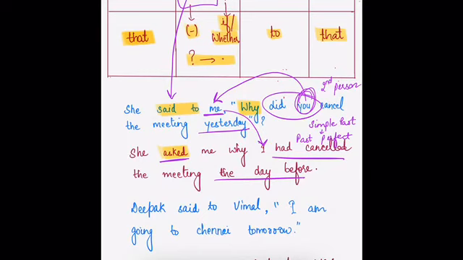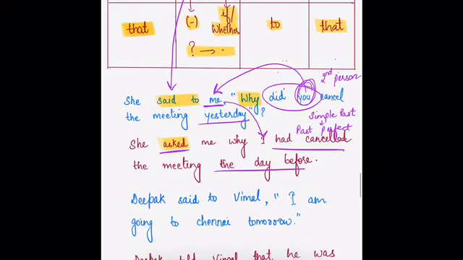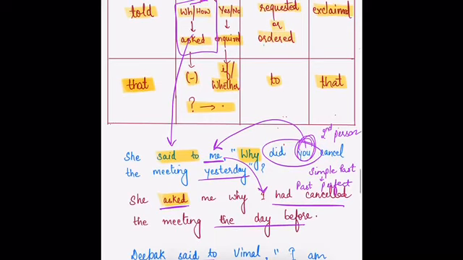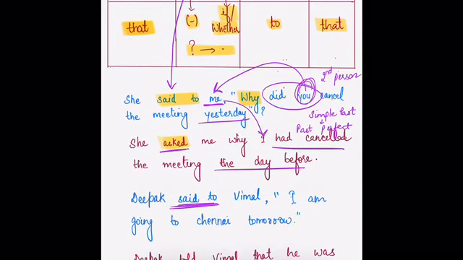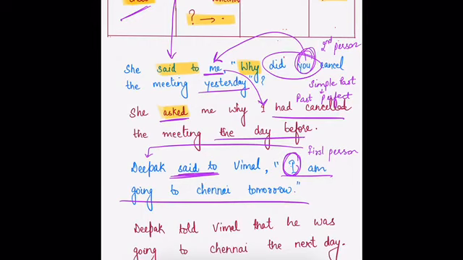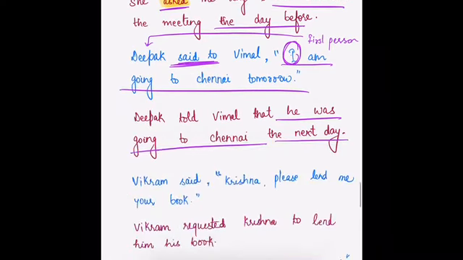Deepak said to Vimal, I am going to Chennai tomorrow. So this is which type of sentence? Declarative sentence. So instead of said to, you will use told. So Deepak told Vimal that, this is the conjunction that, I am going to Chennai tomorrow. This I is used for Deepak or Vimal here? This is first person. First person for the subject. So it is for Deepak. So Deepak told Vimal that he, this is now a present continuous tense. It will change into past continuous. So Deepak told Vimal that he was going to Chennai the next day.